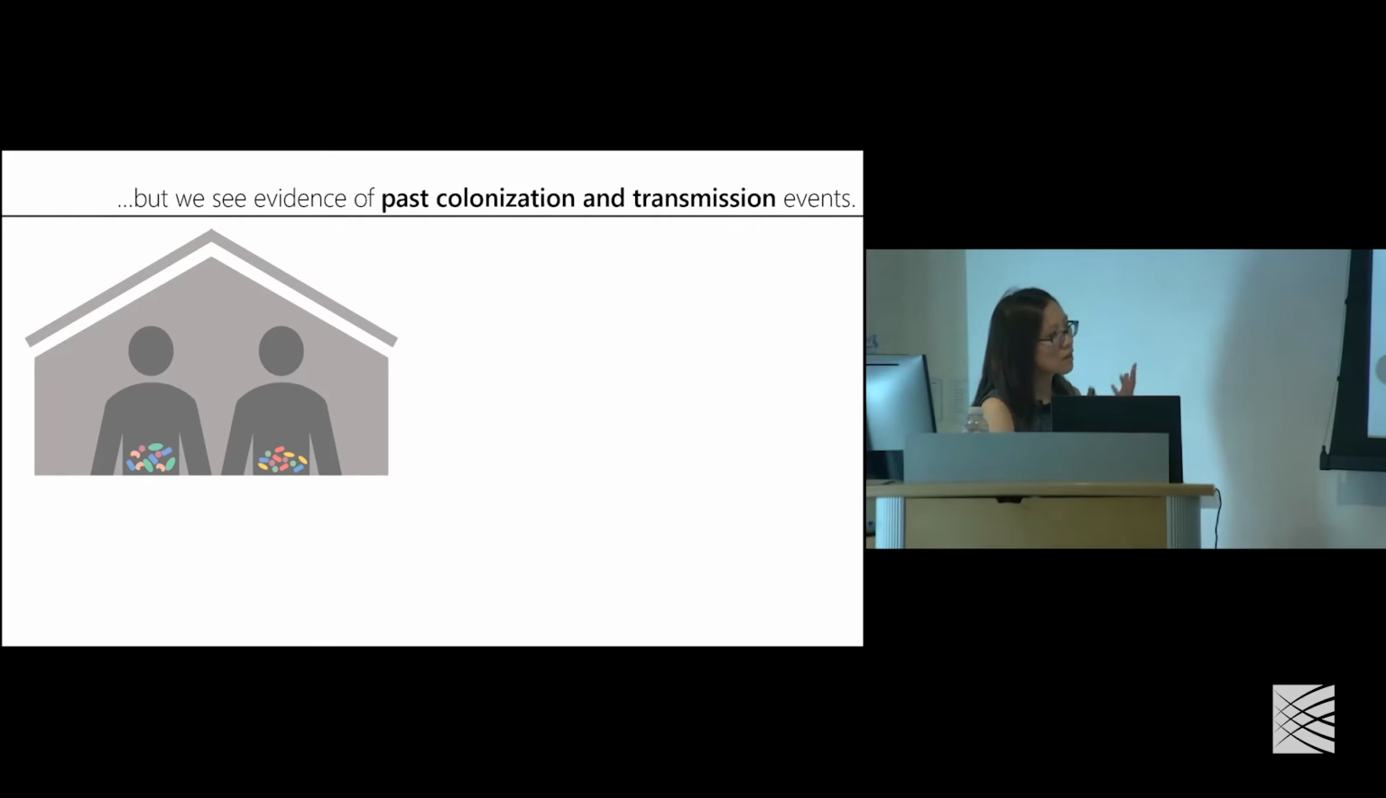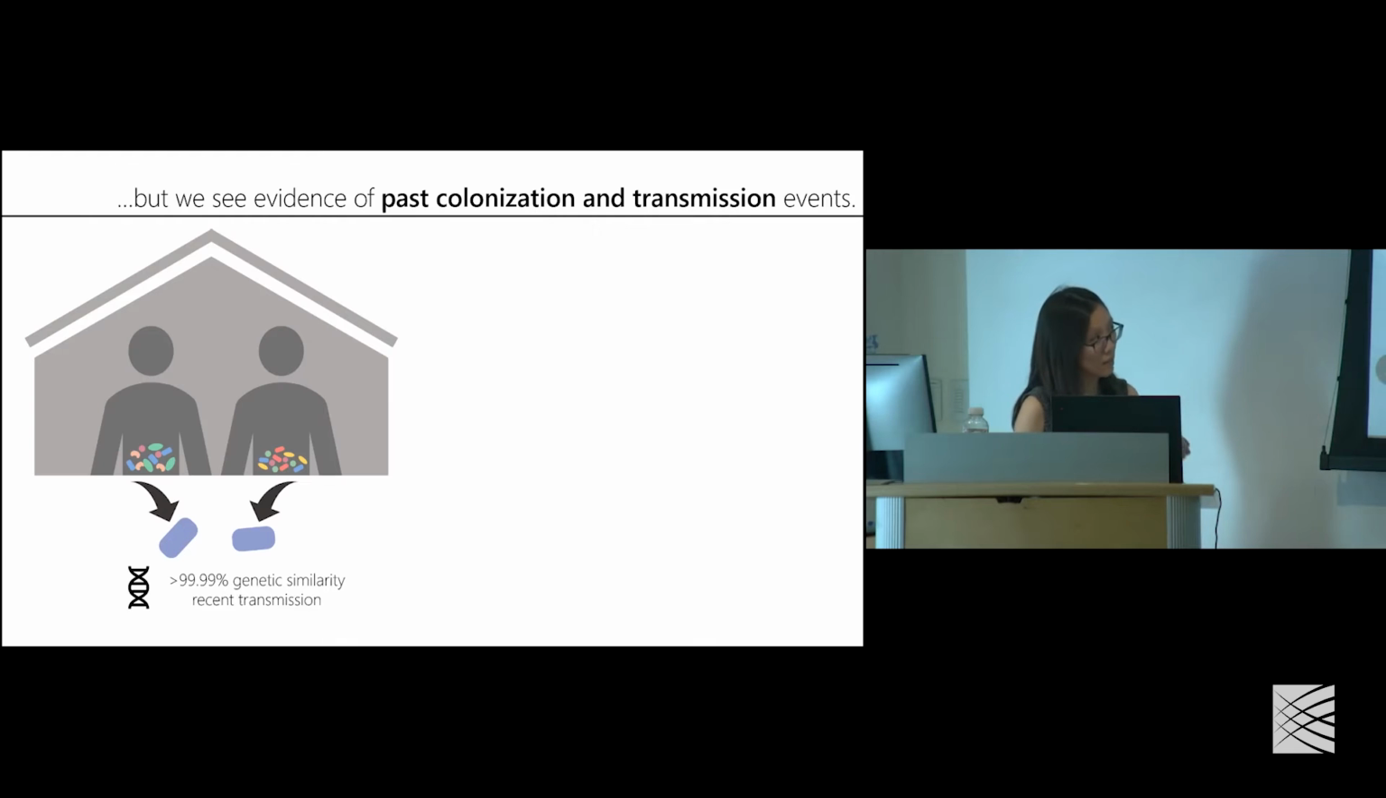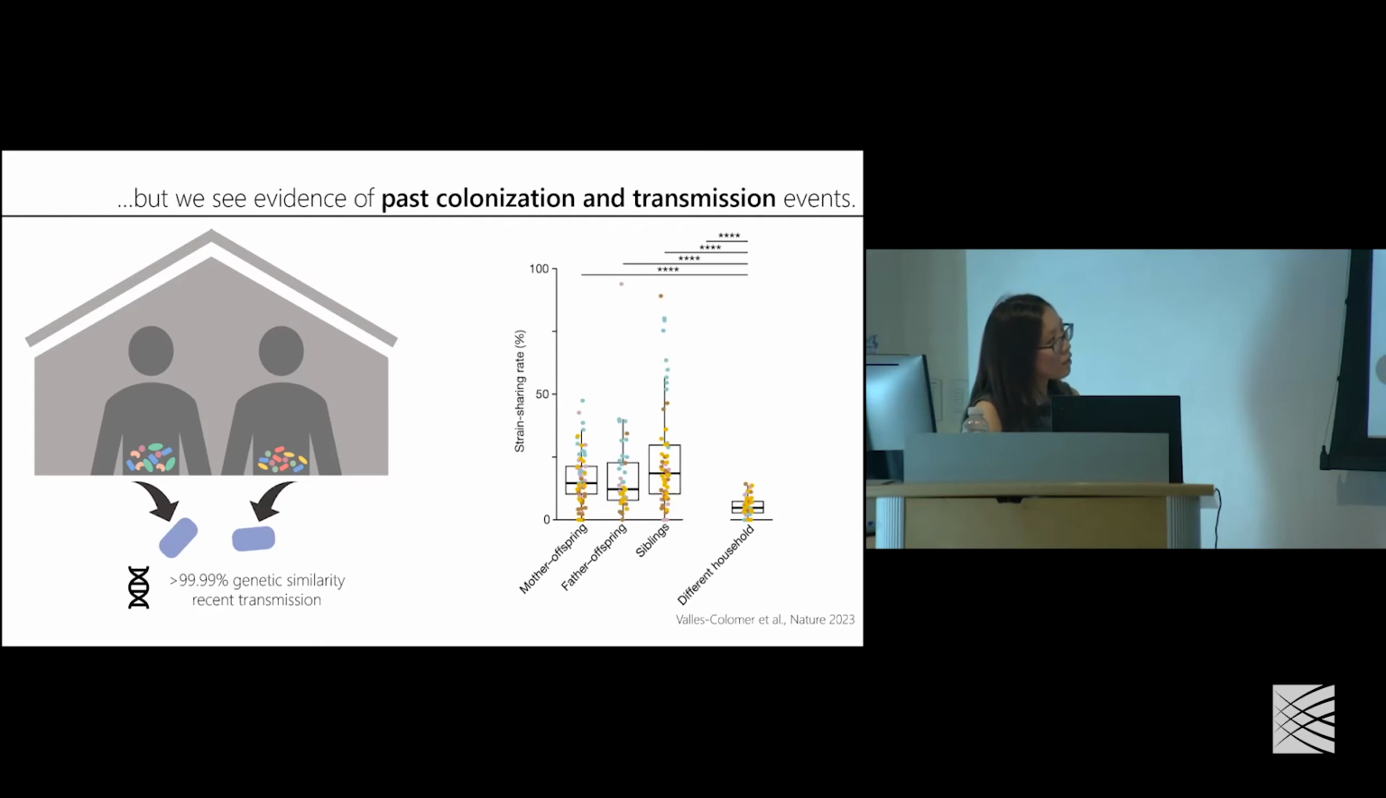Now, within this mature community context, there are still opportunities for change in the acquisition of new microbes. A lot of that evidence comes from studies of human households. As I already talked about earlier, people who live in the same household sometimes carry genetically near identical gut microbial strains, over something like 99.99% genetic similarity. We take this as evidence that there's been some sort of recent transmission, either between cohabiting subjects or from a common environmental source.